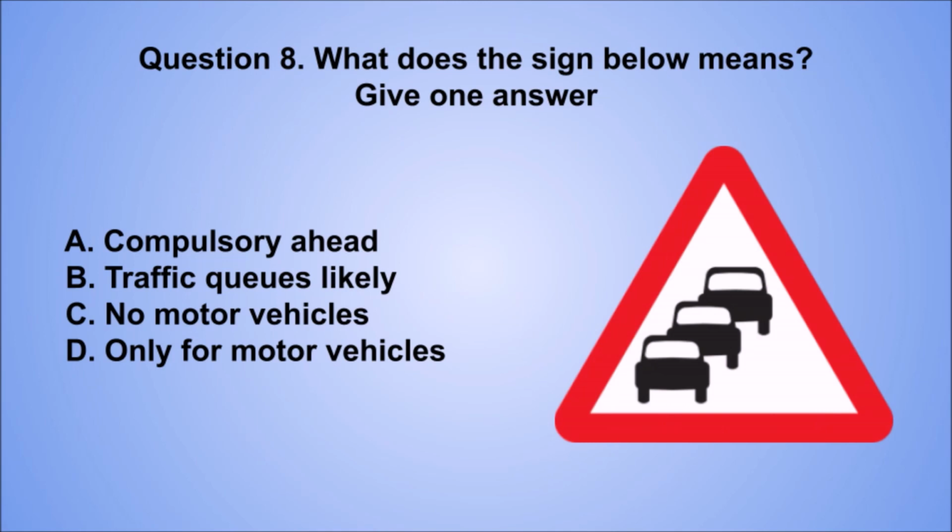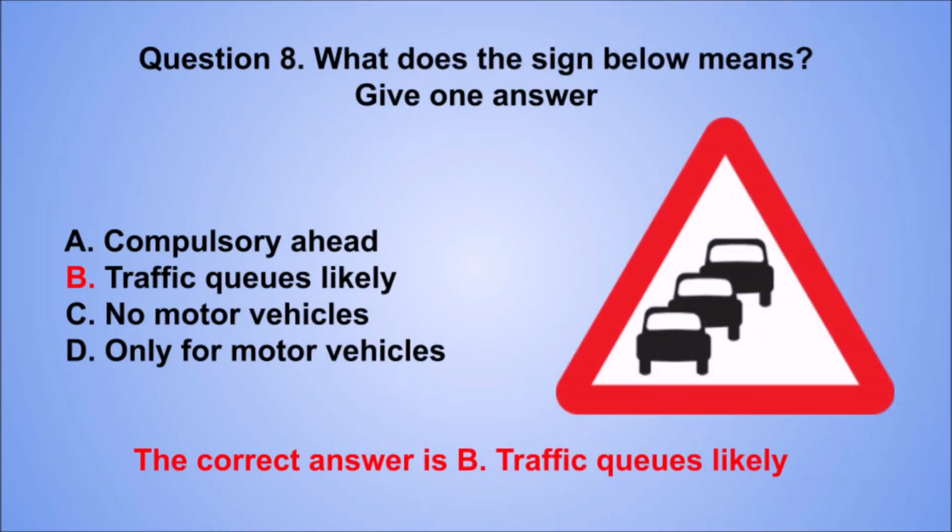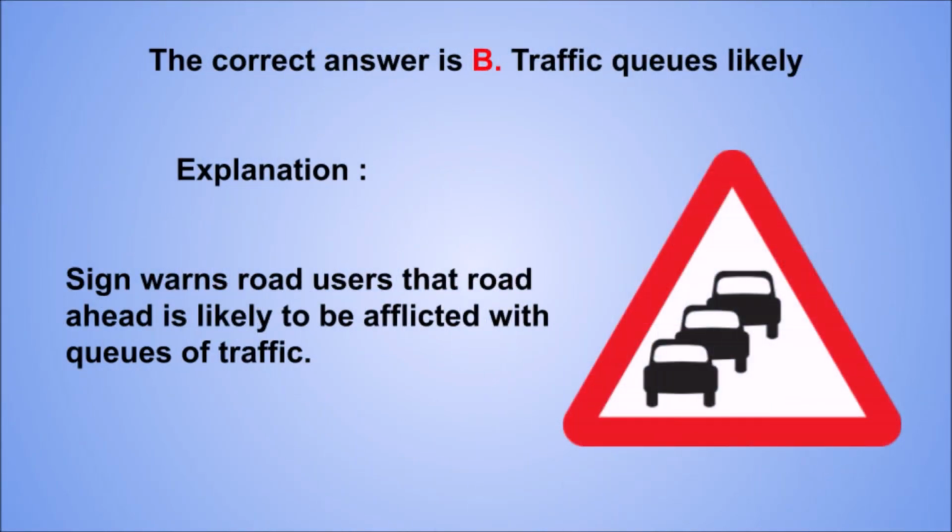Question 8. What does the sign below mean? Give one answer. A. Compulsory ahead. B. Traffic queues likely. C. No motor vehicles. D. Only for motor vehicles. The correct answer is B, traffic queues likely. Explanation. The sign warns road users that the road ahead is likely to be afflicted with queues of traffic.